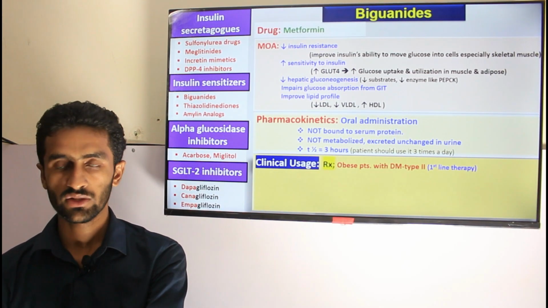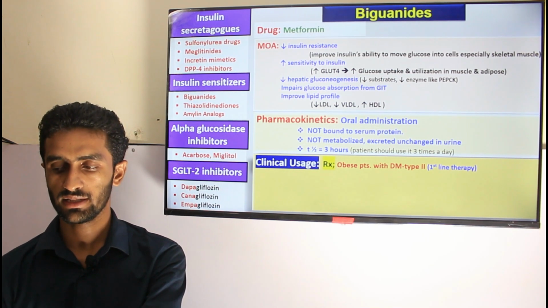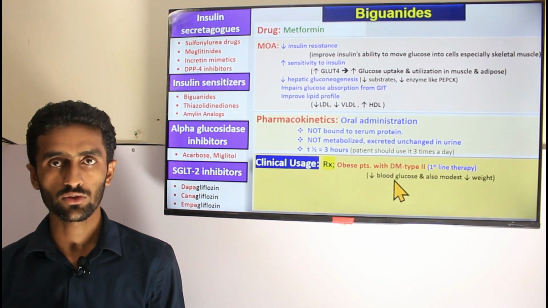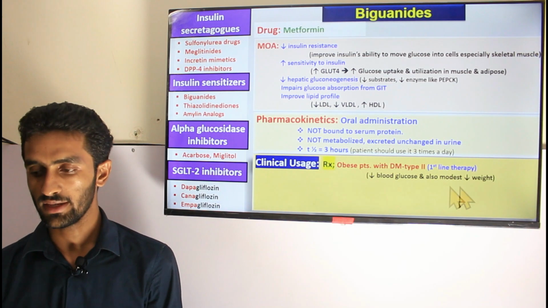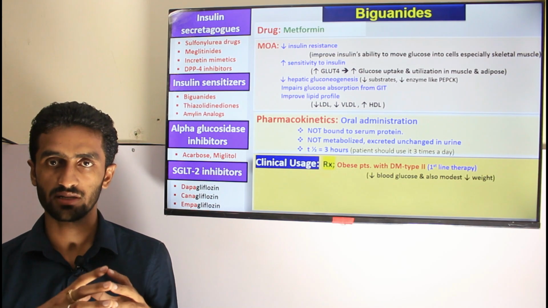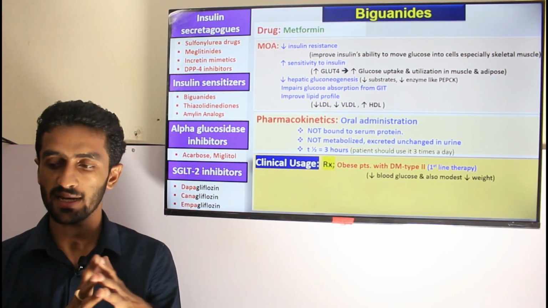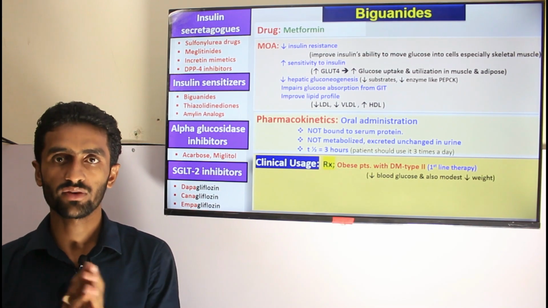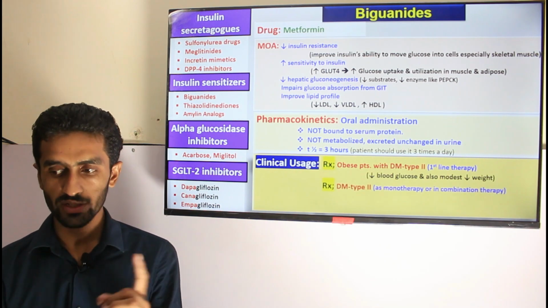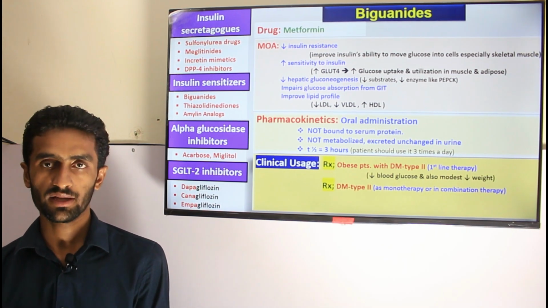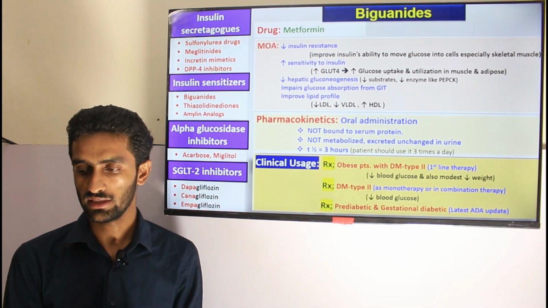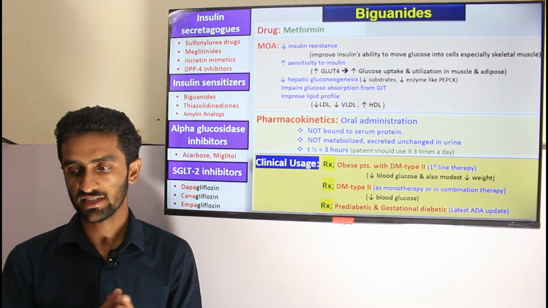In clinical usage, for obese patients with diabetes type 2, this is first-line therapy because it improves the blood glucose level as well as decreasing the body weight. So whenever someone is diagnosed with diabetes, our first-line therapy is metformin. Then, based on the condition, you go for a combination or a change of the drug. In diabetes mellitus, as monotherapy or in combination, you can use it because it decreases the blood glucose. Nowadays, it is also approved for the pre-diabetic condition as well as gestational diabetes.